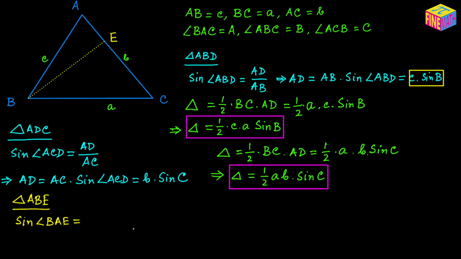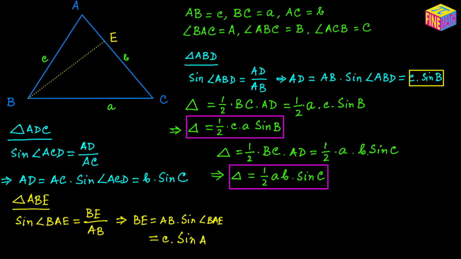Sine of the angle BAE, which is essentially the A angle, that will be equal to opposite side over hypotenuse. Now opposite side is actually BE, over hypotenuse is actually AB, and from here we can say then BE is equal to AB times sine of that angle, which is equal to, what is AB? Well, AB is denoted by lowercase c, times sine of angle A. So this is the value of BE.